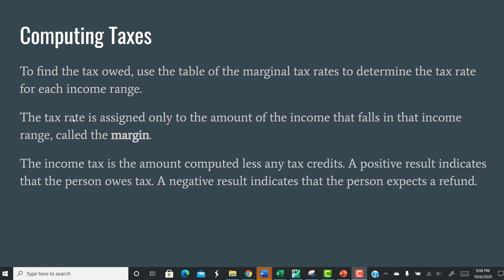Now keep in mind that the tax rate is assigned only to the amount of income that falls within that range, called the margin. On the next slide is a table, and remember that we only pay that particular tax rate on that range. The income tax, remember, is the amount computed minus any tax credits. If you have tax credits and they create a negative result, then you should receive a refund on your taxes. It just means you overpaid, so the government will give you that money back.